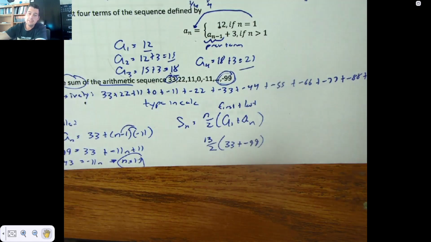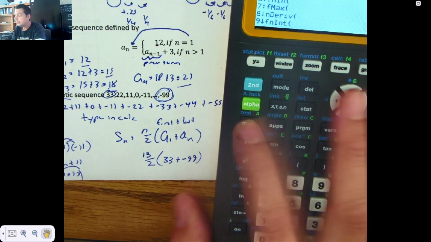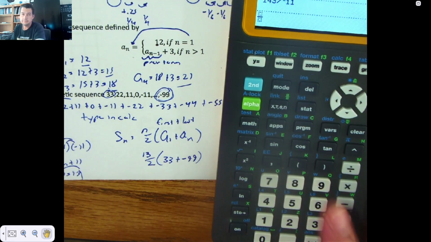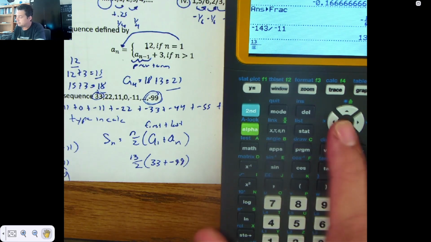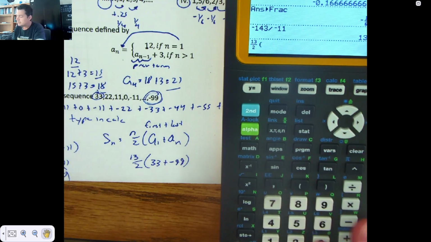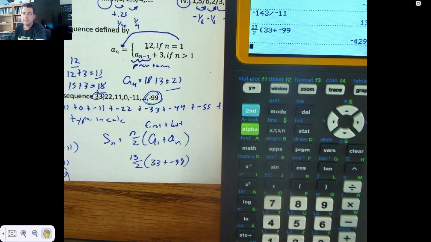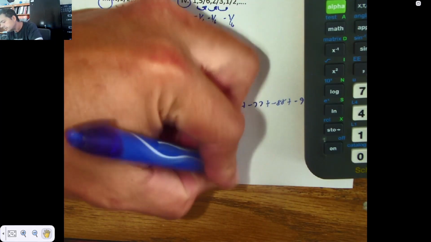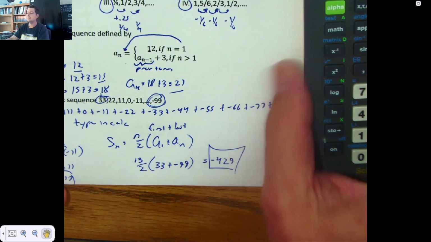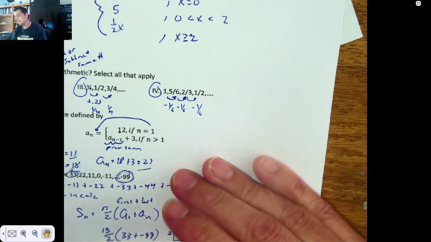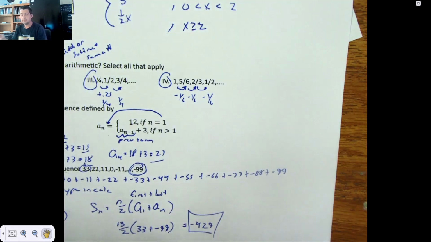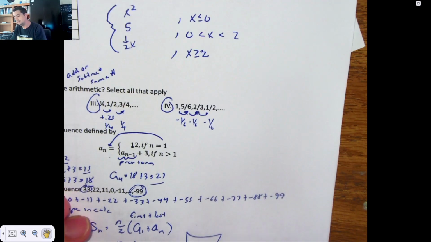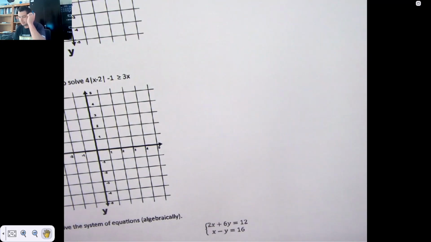And I can just type that in a TI-84. I can go to math, num, n over d, 13 over 2, parentheses. If I don't know what 33 plus a negative 99 is, I don't need to know. I don't need to know that it's negative 66. Negative 429. It's test day. Nobody's asking you to do complicated math in your head on test day. Which is the same thing you would have got up there. All right. Oh, these were a disaster.